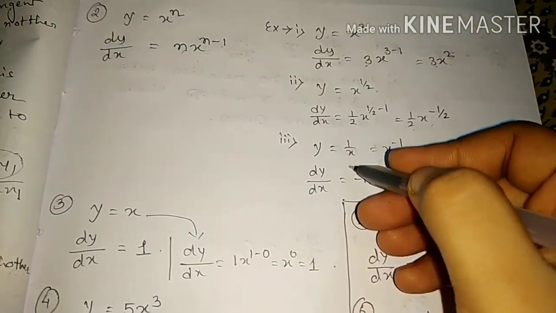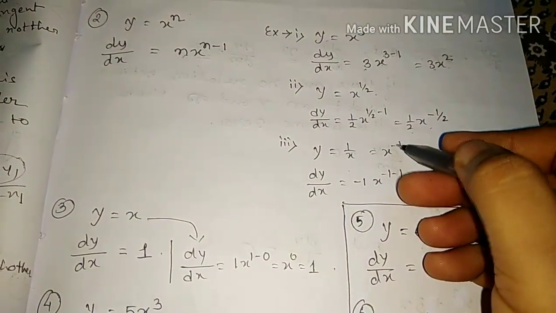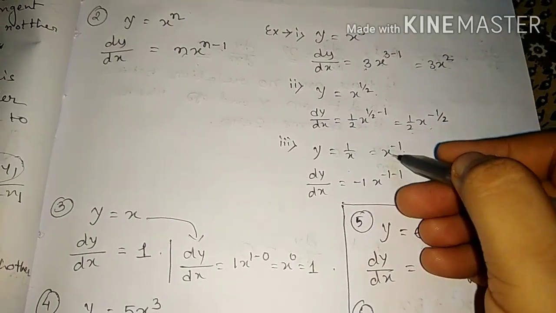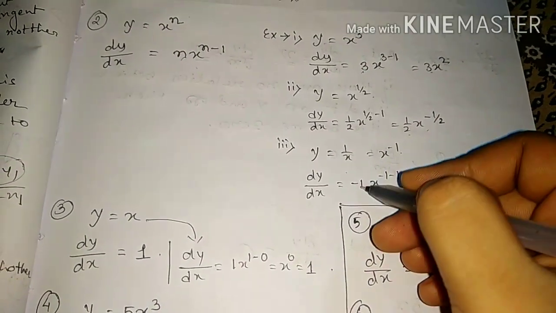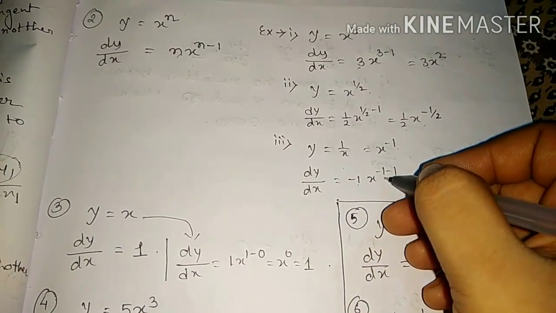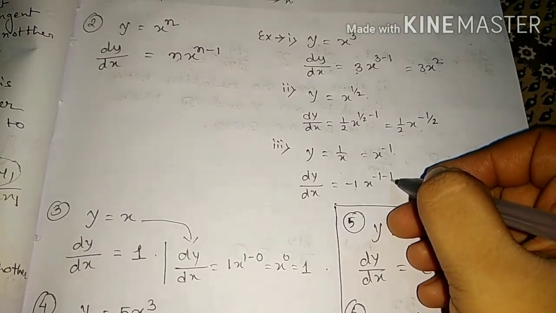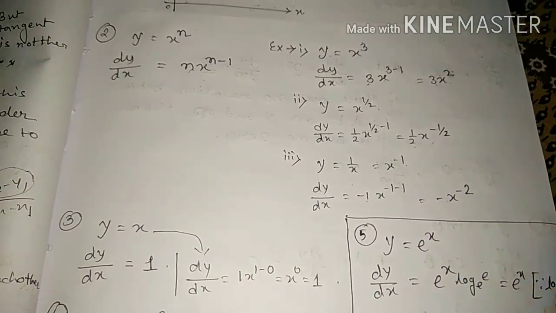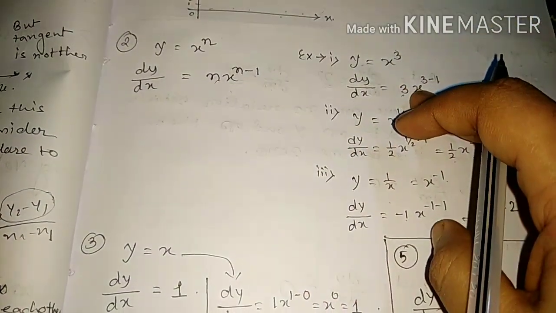Now y equals 1 by x. We can write 1 by x as x to the power minus 1. Now the power is minus 1, so we write minus 1 at first, then x to the power minus 1 decreased by 1, minus 1 again, so minus x to the power minus 2. So this is the second formula.